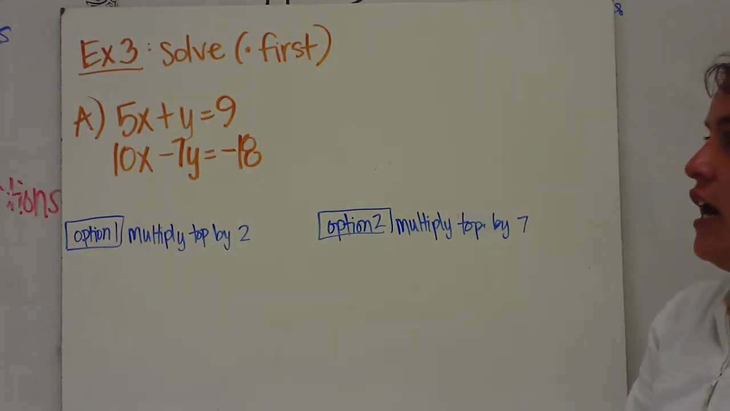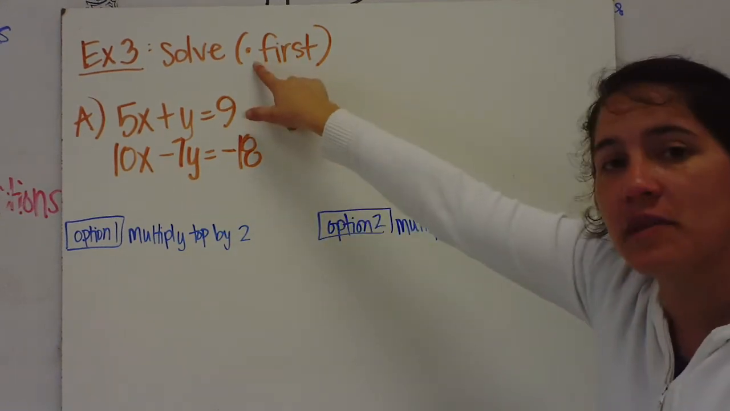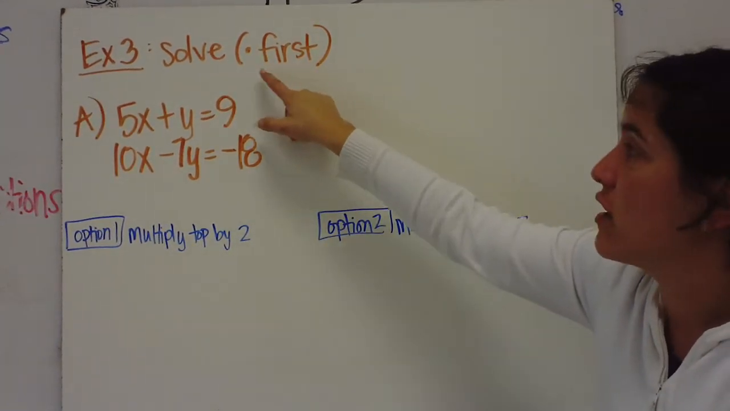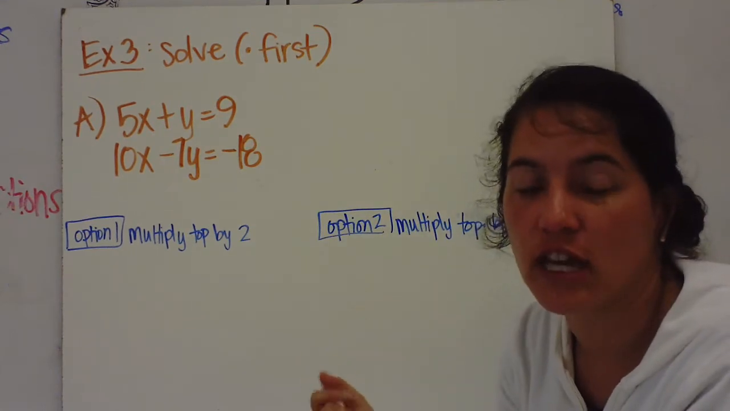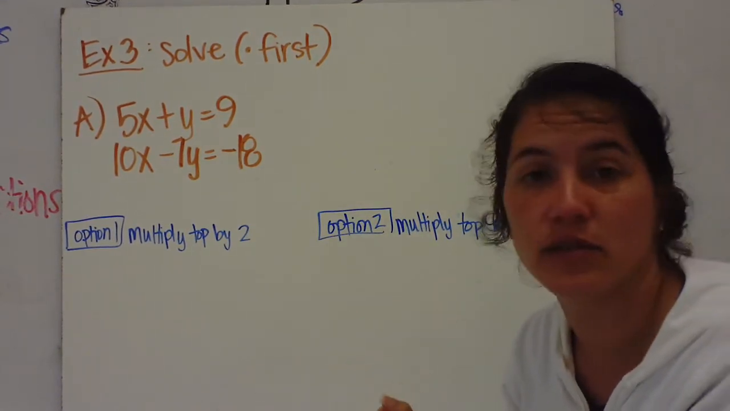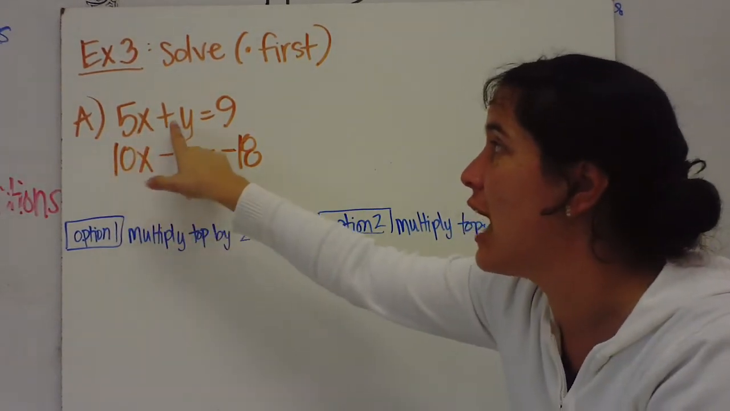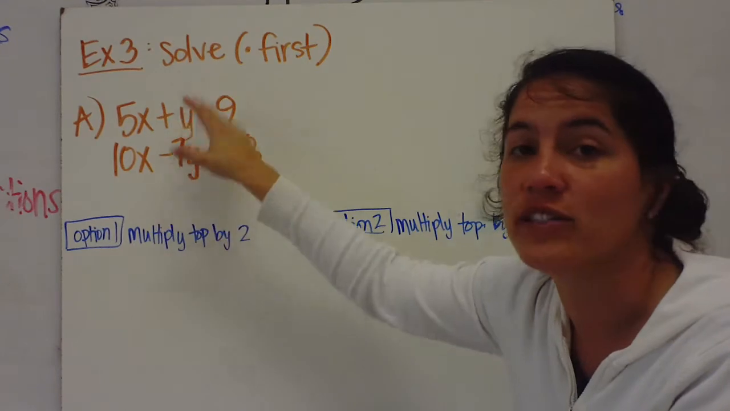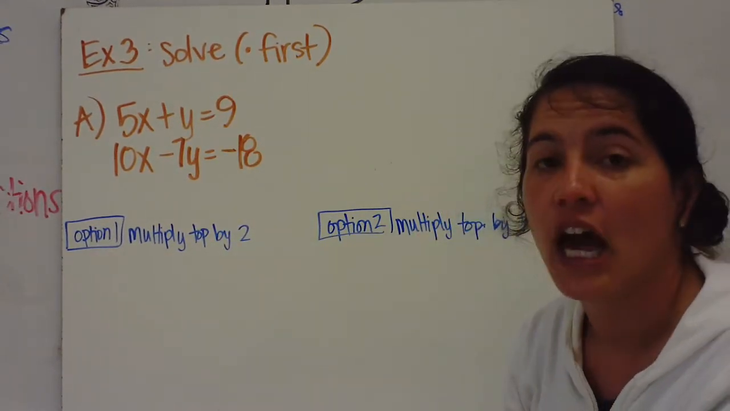Okay, so the last examples I'm going to show you are how to multiply your equations first. We need to multiply sometimes your equations if your coefficients aren't the same. All the examples I've shown you, your coefficients have been the same. But in this example, we have a 5 and a 10 and a 1 and a negative 7. We don't have any coefficients that are the same, so we need to multiply the equations.